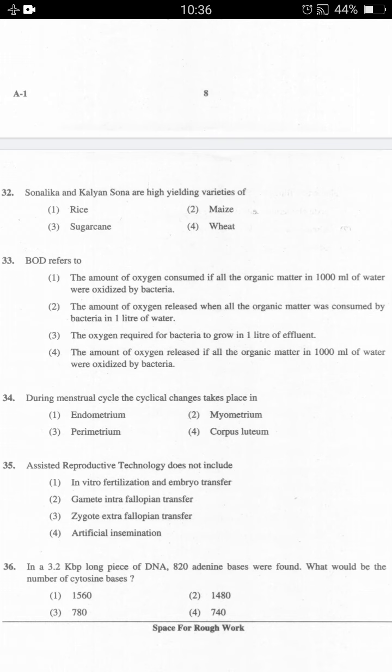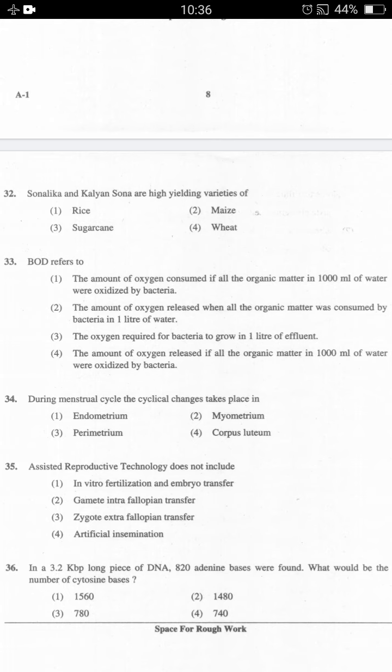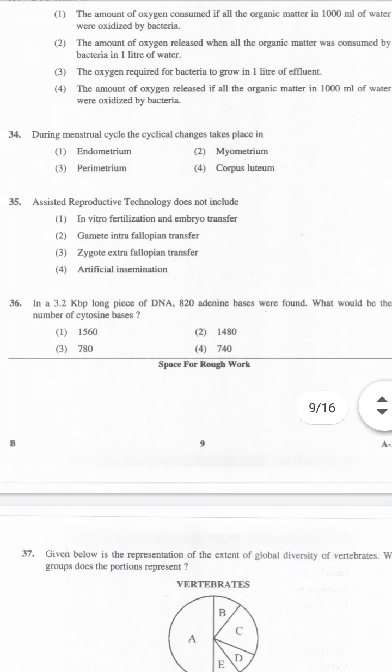Next, one more method, the last one, GIFT. It is the transfer of an ovum collected from a donor into the fallopian tube of another female who cannot produce one but can provide a suitable environment for fertilization. Hope you understood this one. Now let's go to the 36th question.